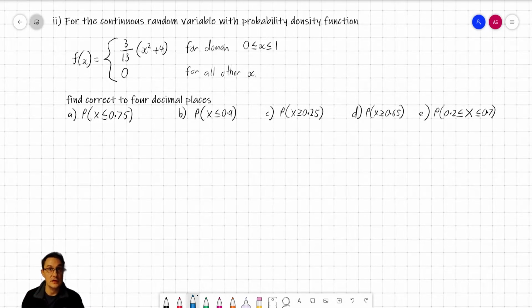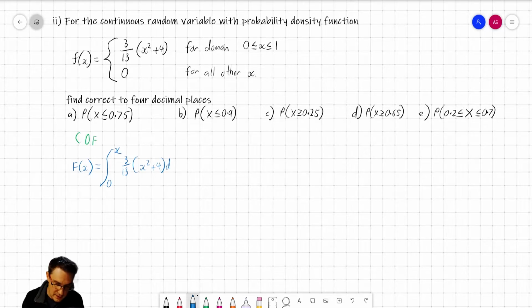Now, the first thing we need to do in this question is calculate what the cumulative distribution function is. So first of all, we need to find our CDF. As we do this, we're going to use the same one for all of these questions. That's going to be F of x, remember a capital F, and we're going to find it as the integral between 0 and x of 3 over 13 outside of x squared plus 4 dx.